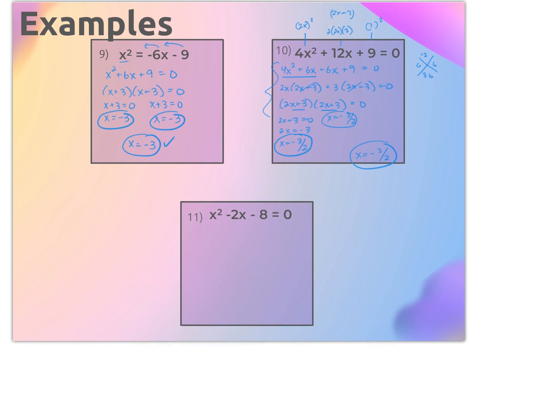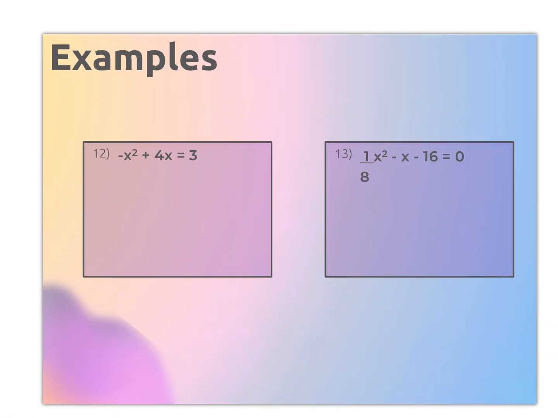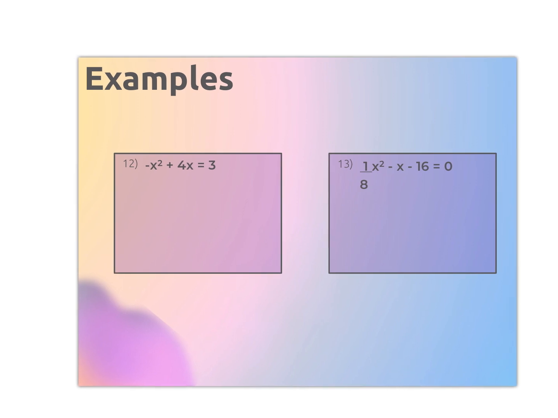Number 11 is a little bit simpler to factor. This is an x minus 4 and an x plus 2. And my x equals, well, let me do it the right way. I'll do x minus 4 equals 0, so x is 4. And I'll do x plus 2 equals 0, so x is negative 2. And there's my solutions. Again, we just keep going with more and more examples.